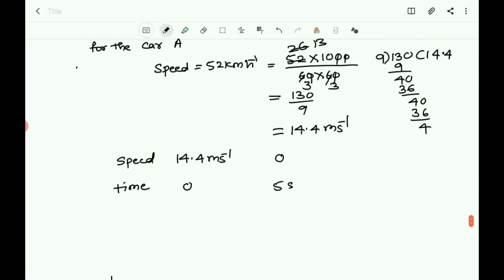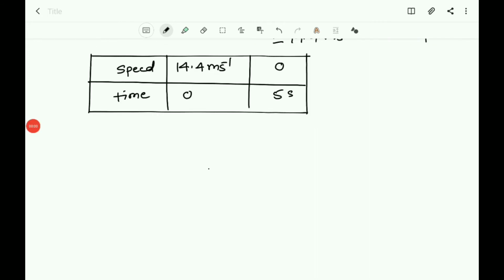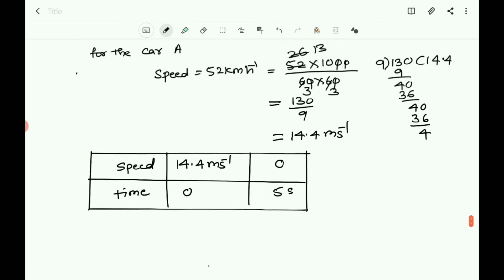Next you take the second car here. So for car A, when the time is 0, the speed is 14.4 ms to the power of minus 1. And after the brake is applied, it comes to rest after 5 seconds. So after 5 seconds, its speed is 0. That is for the first car here.